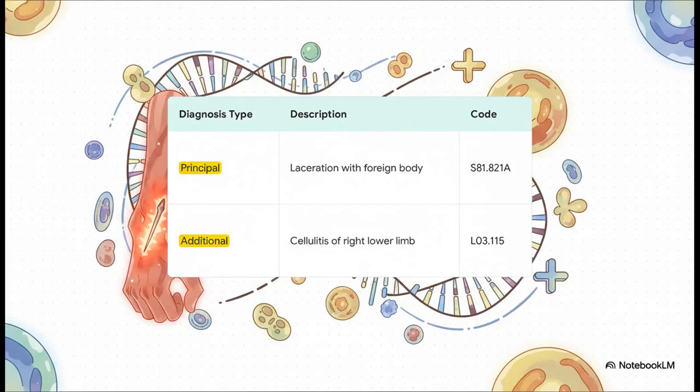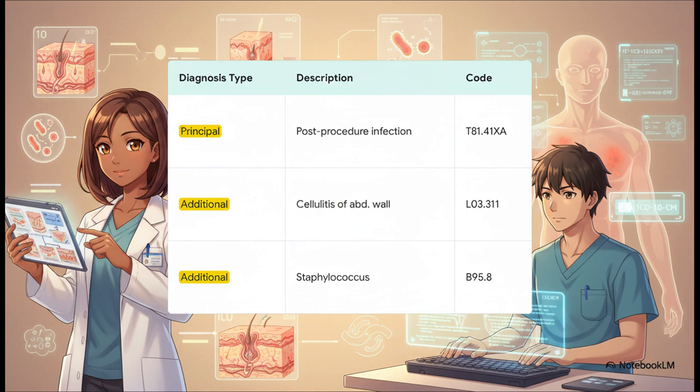So here's where we have to ask, what brought the patient through the door? In this first scenario, a patient has a cut, and that cut got infected. Because the initial injury, the laceration, is the main reason for the visit, that's what you code first. It's the principal diagnosis. The cellulitis that developed because of it, that's the additional diagnosis.